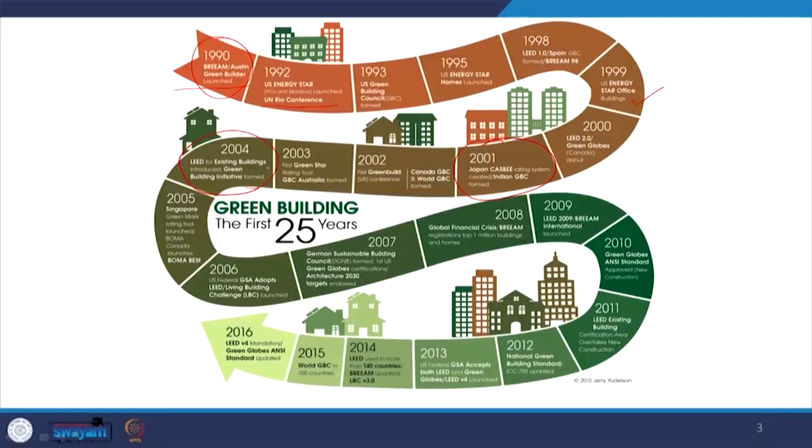2008 was the year when the global financial crisis was happening, and that was also the year when BREEAM registrations crossed 1 million buildings and homes. So, this was happening 18 years after that, but it established that across the world green buildings were happening. The green building movement was picking up.